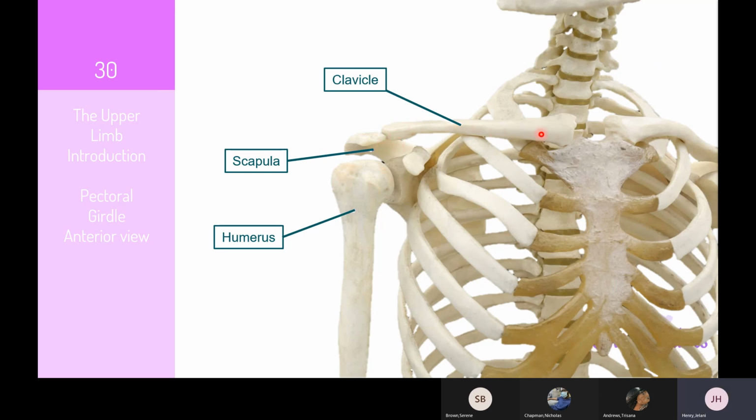So here we could see our clavicle, and here we could see the scapula. These two bones make up the pectoral girdle. The humerus is in this diagram, but it doesn't form the pectoral girdle, right? These two bones make up the pectoral girdle, right?